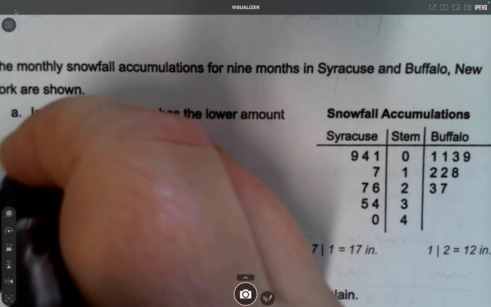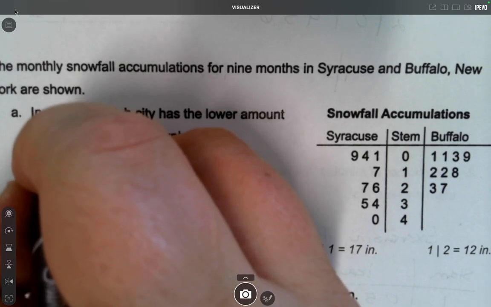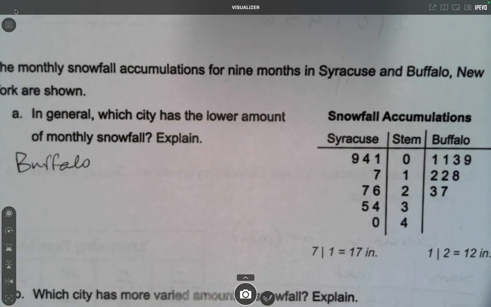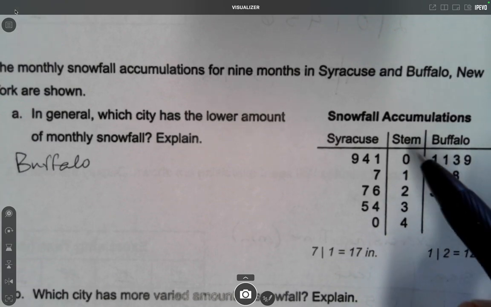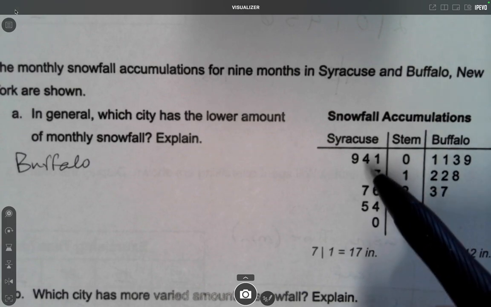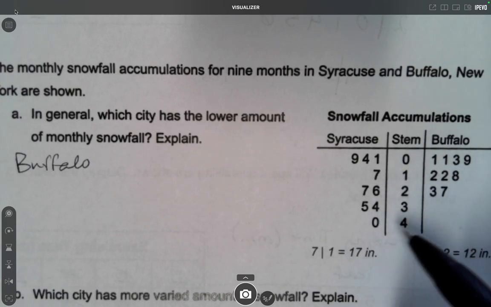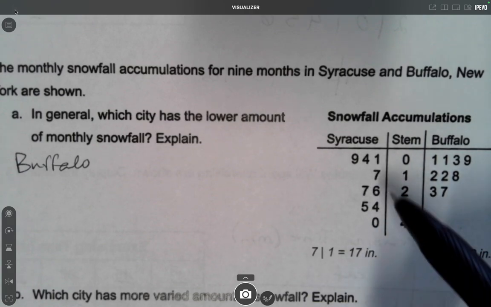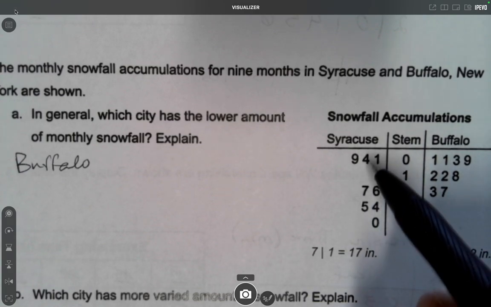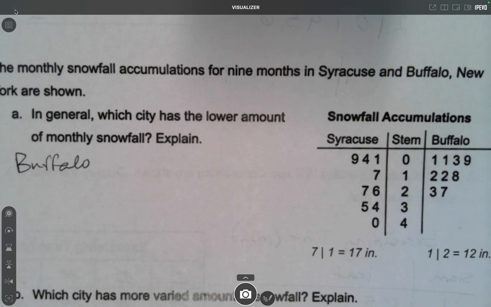It'd be Buffalo. Buffalo has less. So I'm going to write some things down, but just visually, if you see, well, all these numbers are closer to 0. It never goes higher than 27, whereas these numbers are more spread out. It goes as high as 40. So we have a clear indication that Syracuse gets more snow because things are spread out more to the bigger numbers than they are in Buffalo.